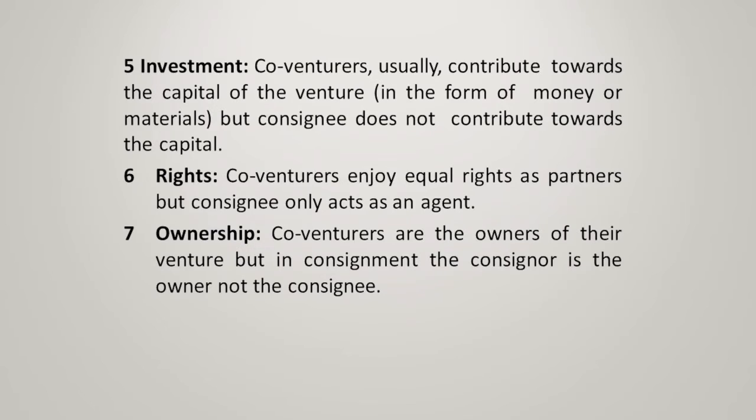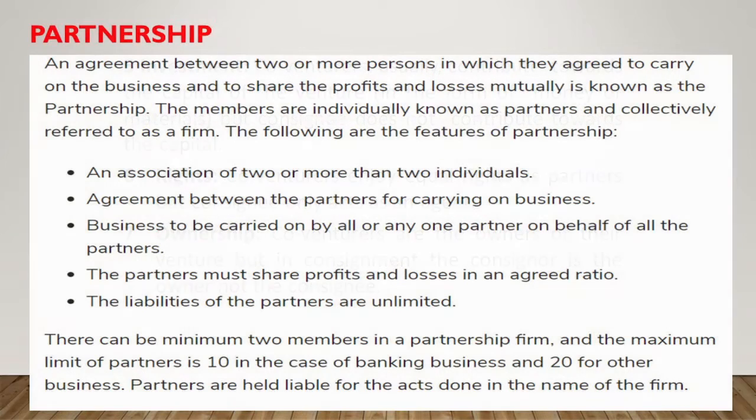Ownership: co-venturers are the owners of the business. But in consignment, the consignor is the owner, not the consignee. So this is the difference between consignment and joint venture. Okay, next we will understand consignment and partnership.